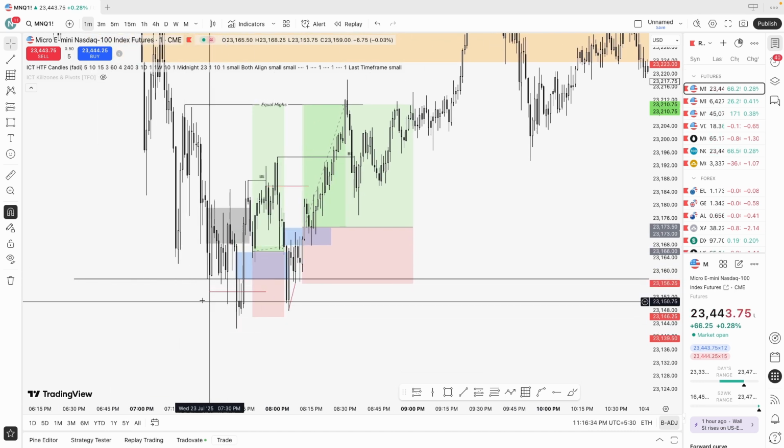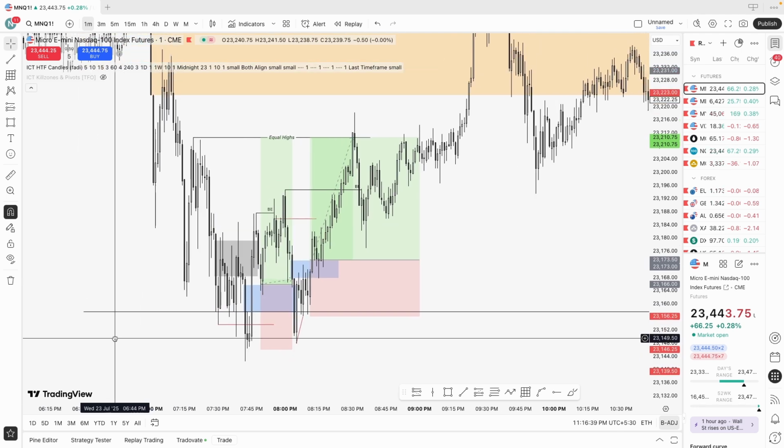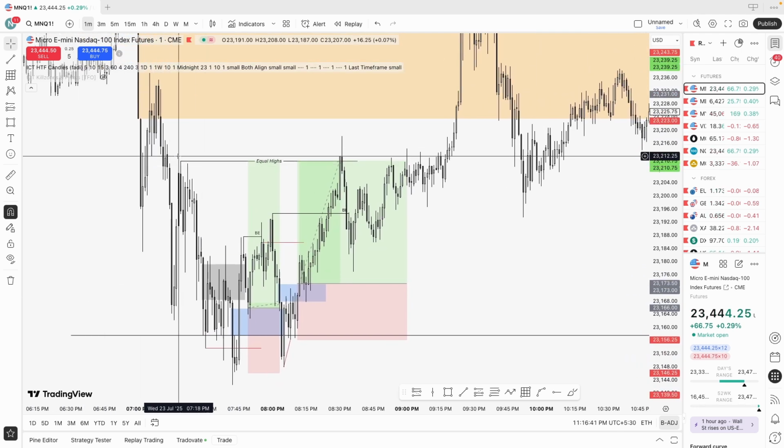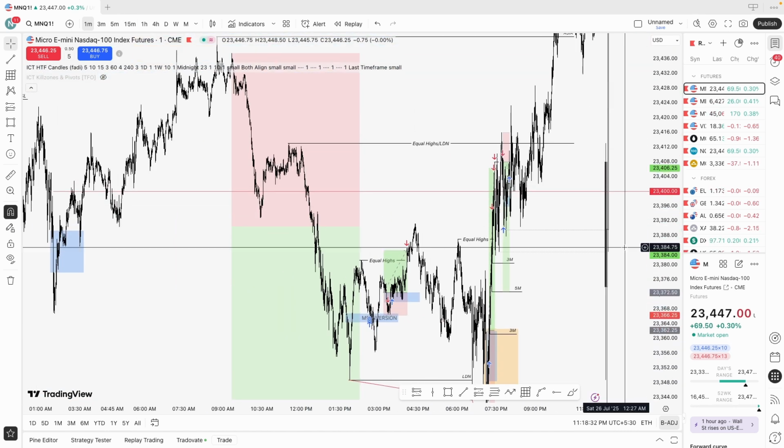So after we sweep out external liquidity, where are we going to go? We are going to go to some internal sort of liquidity. So where is our internal liquidity? We have these equal highs right here that we can target. Same thing. What did we do here? These are the trades which I took today.